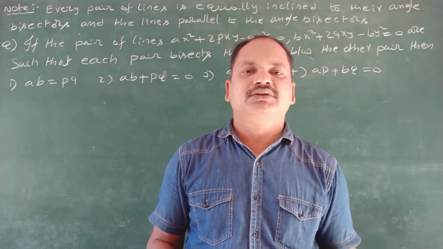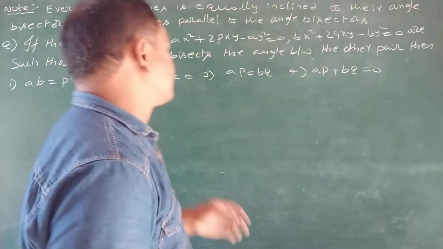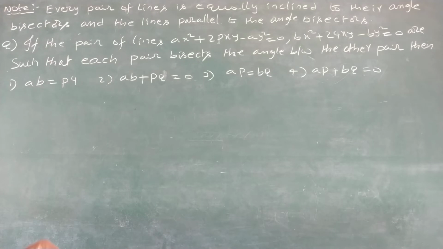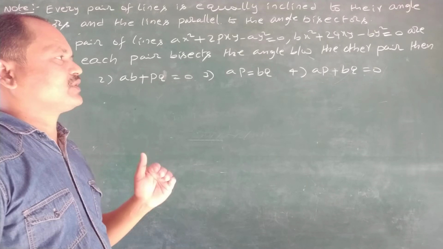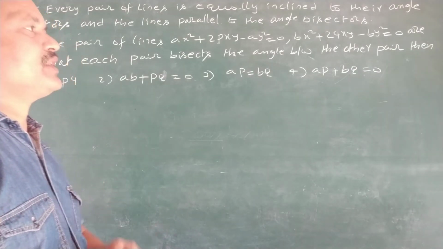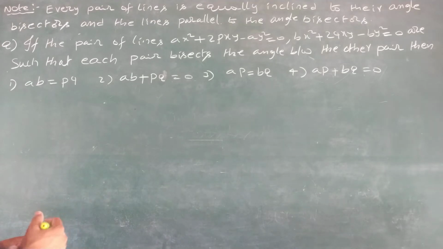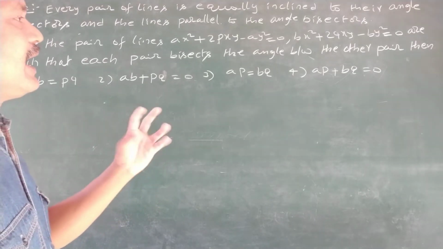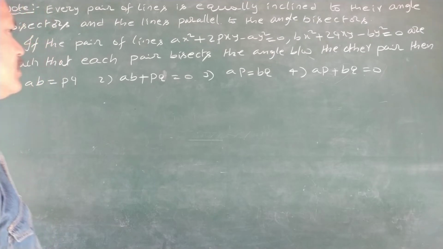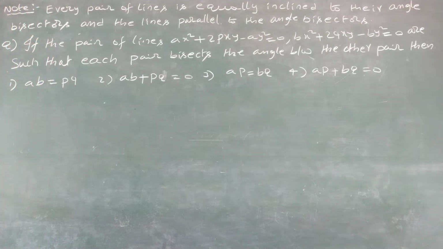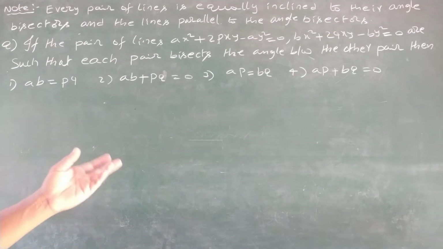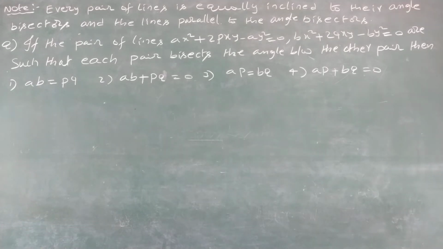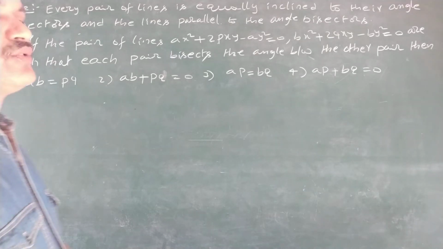That's all. So now we are going to a question on this concept. If the pairs of lines ax square plus 2pxy minus ay square is equal to 0 and bx square plus 2qxy minus py square is equal to 0 are such that each pair bisects the angle between the other pair of lines, then first option AP is equal to BQ, second option AB plus BQ is equal to 0, third option AP is equal to BQ, and fourth option AP plus BQ is equal to 0.